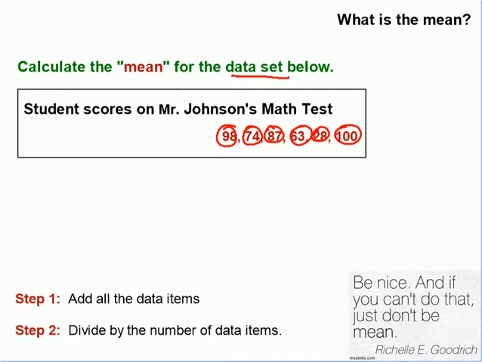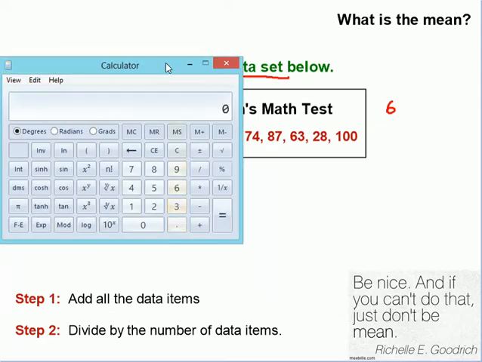There's 1, 2, 3, 4, 5, 6 data items. So we can mark that down. There are 6 of them. So we're going to add all these together, just like it says here: add all the items and divide by the number that there are. So let's pull up our trusty dusty calculator and we'll add all these guys together.